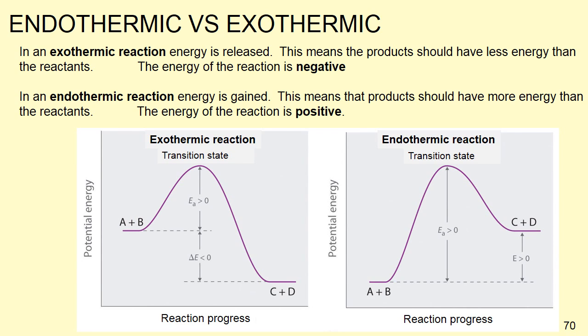That's the arrow all the way to the right, where it says delta E is greater than 0. The energy from A and B up to C and D is positive. You had to put some in. That's an endothermic reaction. So you need to know the difference between these two graphs. What does an exothermic reaction look like? What does an endothermic reaction look like? And you should be able to label a graph: what is the activation energy, what is the overall energy change, where is the transition state, what are the reactants, and where are the products.